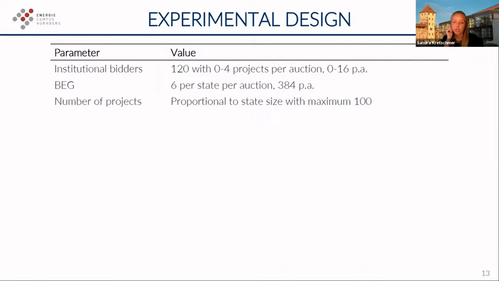For every auction, we consider an individual number of projects per region relative to the region's size. So at least 6 projects for the smallest state and at most 100 projects for the largest. Bidders participate in every subsequent auction unless all of their projects won in an earlier auction. Then they don't participate anymore. So we have 120 institutional bidders with 0 to 4 projects. So that means 0 to 16 per year. And if all of their 16 projects have already won, they don't participate anymore.